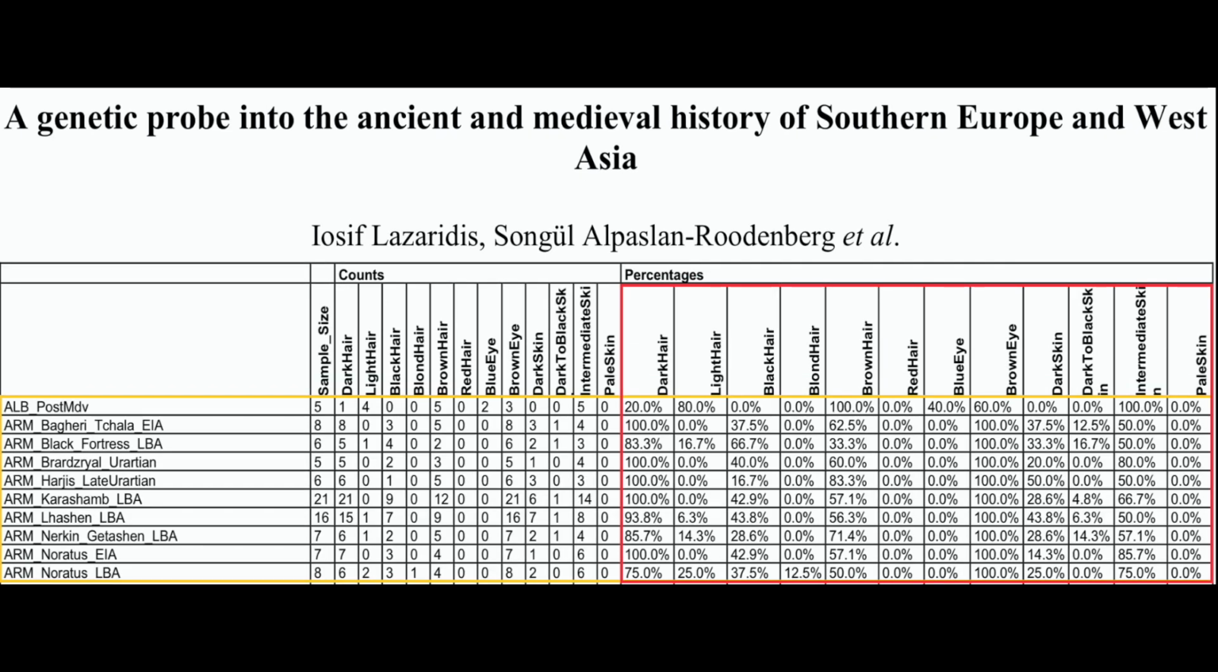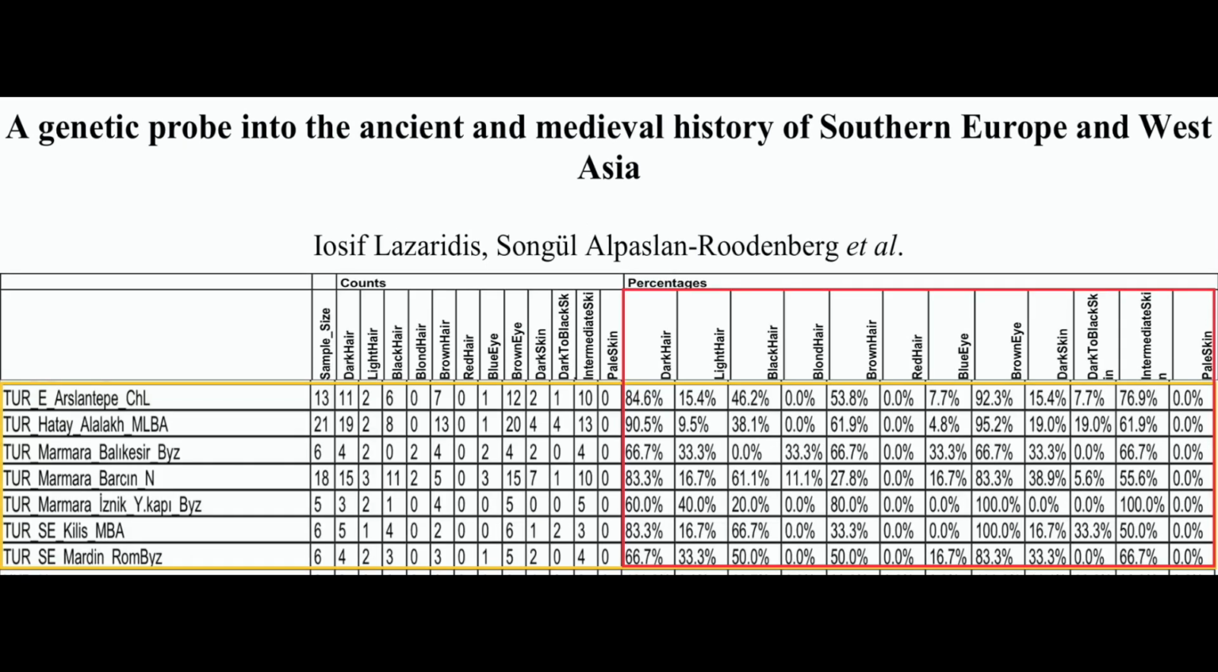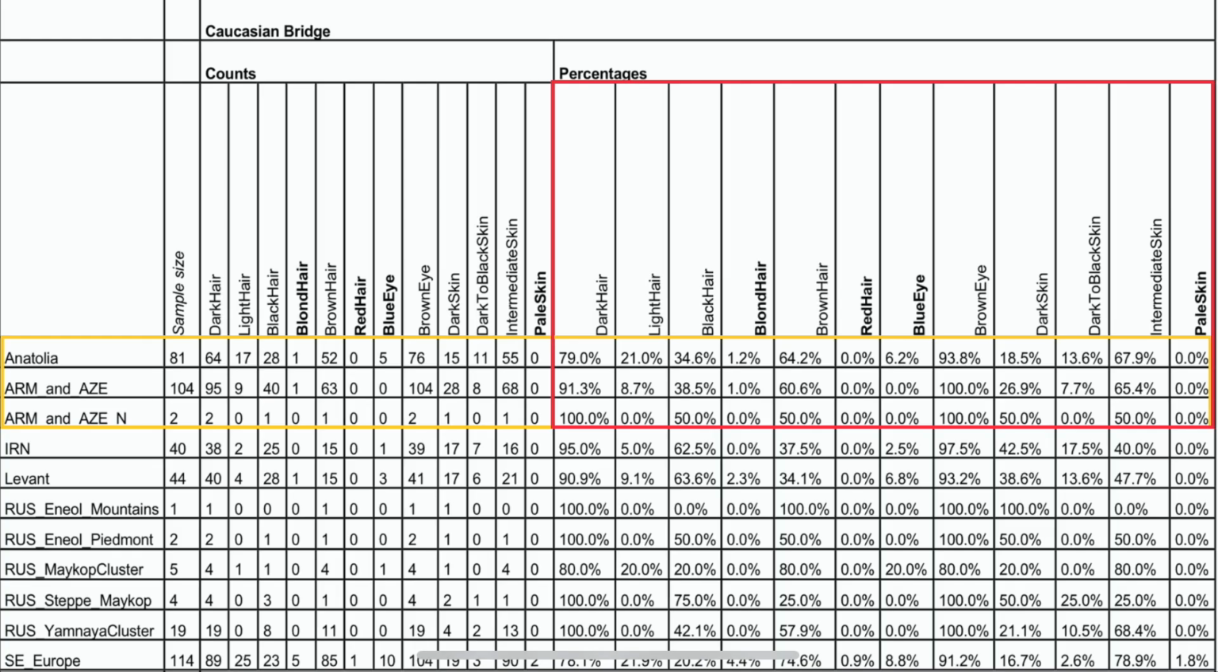If you look and pause at the Armenia, LBA stands for Late Bronze Age. And if you look at the Anatolia, MLBA stands for Middle Late Bronze Age, and CHL stands for Chalcolithic or Copper Age, and MBA stands for Middle Bronze Age. So most of these populations in Armenia and Anatolia, Turkey, from the Chalcolithic to the Middle Bronze Age and the Late Bronze Age, had dark skin, and they did not have pale skin, as well as other dark features such as dark hair and dark eyes.